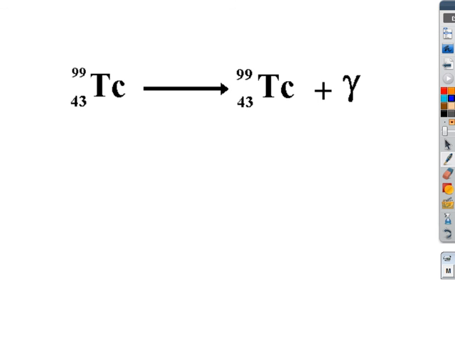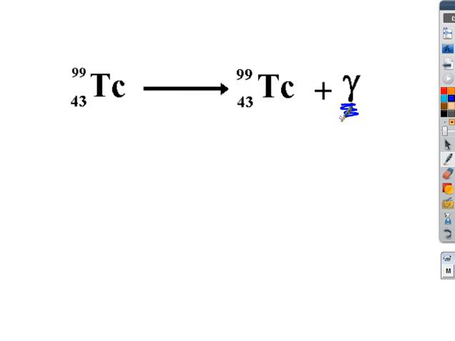Now again, gamma is a form of EMR, it's a form of energy, but it doesn't affect the number of nucleons present in that element. So you'll see that the number of nucleons doesn't change, the number of protons doesn't change. All that happens is that I emit this gamma photon, or I emit some gamma energy, and that helps that nucleus reach more stability.